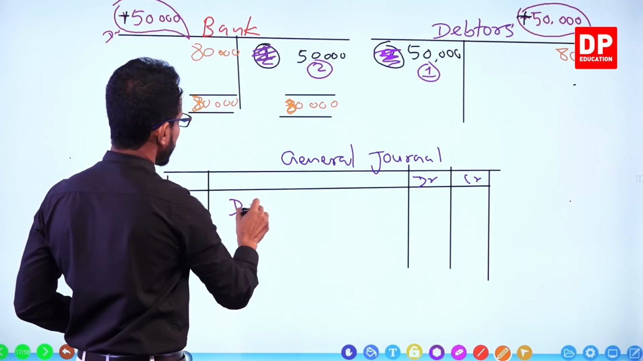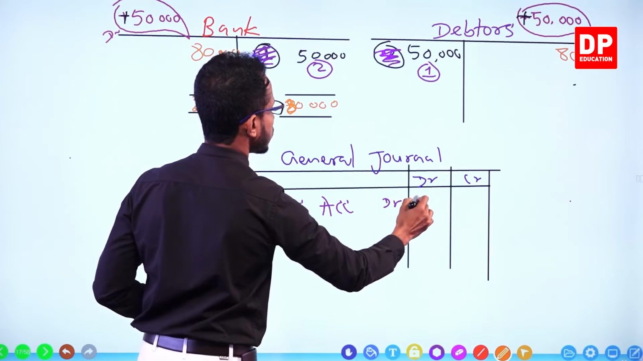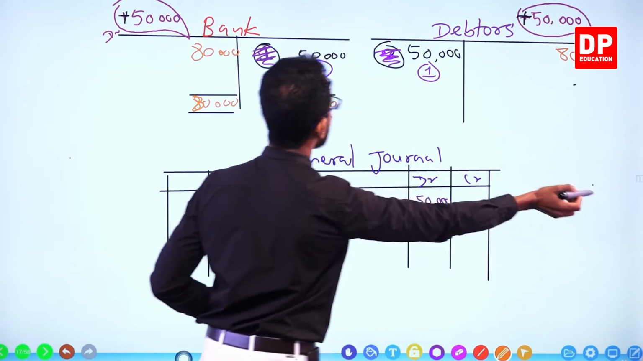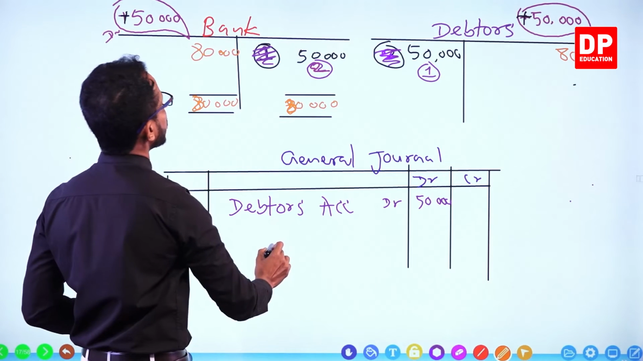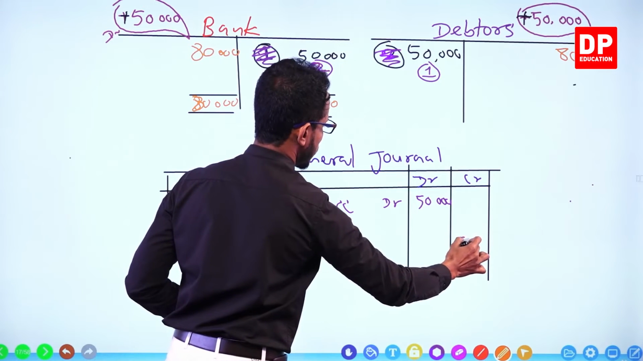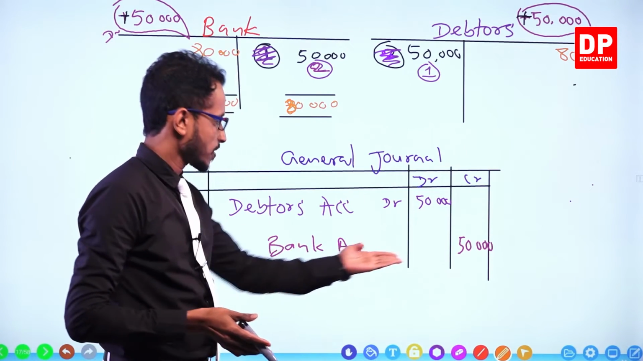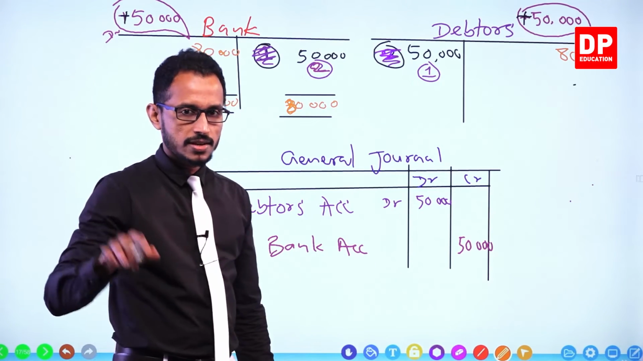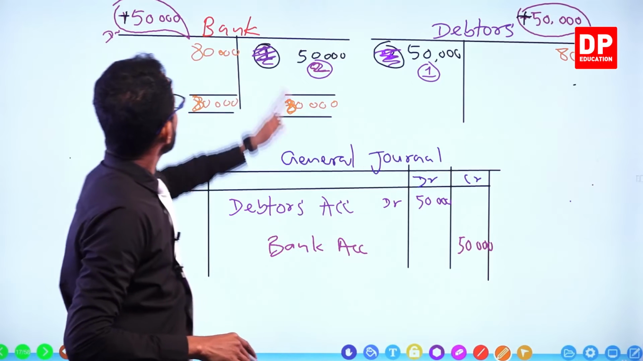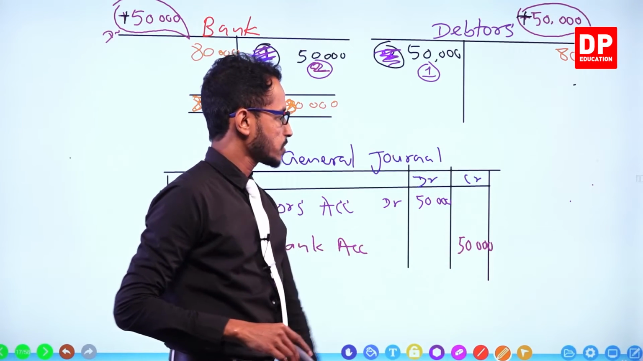Debtors account. You write debtors account, debit, and you put 50,000 to the debit column. Then you take the credit entry. Bank account credit. Babies, you got it. Error corrected. Debtors account, debit, you wrote it in the general journal. Bank account, credit side 50,000, so you wrote it in the general journal. Bank account, credit 50,000. Write the narration.